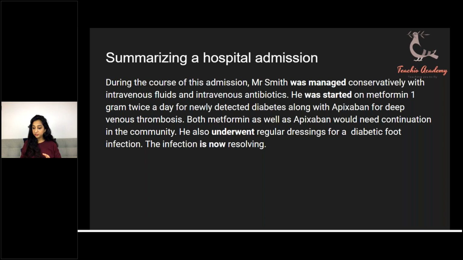So now your audience doesn't need to think about the infection anymore because the infection has stopped. The infection is now resolving means that the infection is improving, but maybe your audience would need to keep that in their mind. Yeah, so you're correct. Excellent. So, very important that we medically pay attention to what we're talking about on our OET writing.